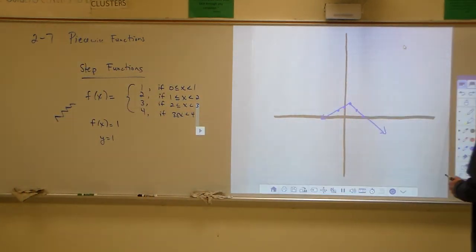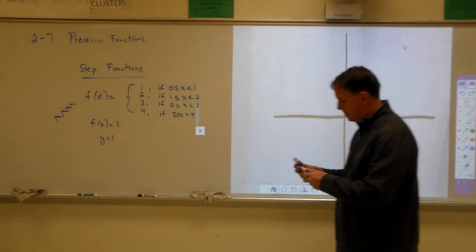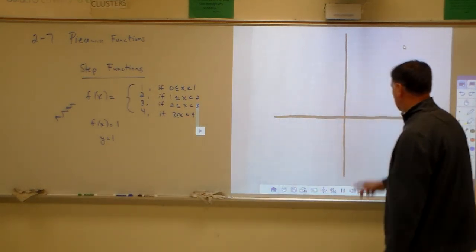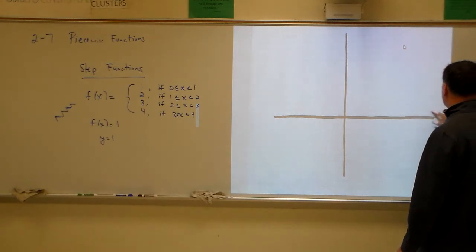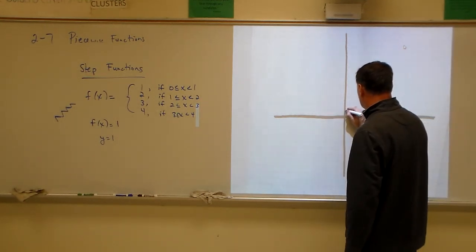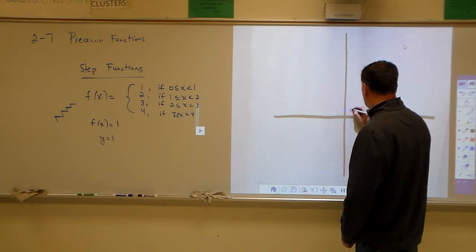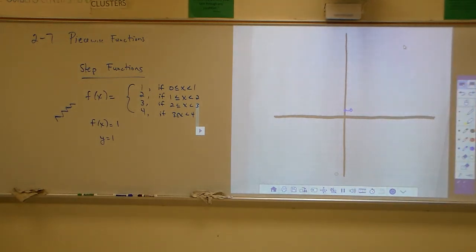So let's do that. Again, it's going to be the line y equals 1. So I'm going to have a horizontal line somewhere here, where y equals 1. And I want a closed circle at 0, and I want an open circle at 1. And I'm going to make a horizontal line. Okay, there's my first step.